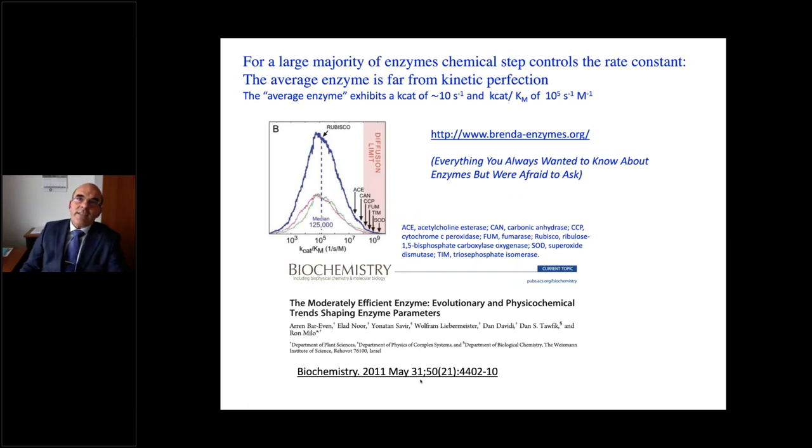So most of the enzymes are not very fast. An average enzyme exhibits a kcat of 10 per second. But there are some enzymes that are very fast, like acetylcholine esterase, superoxide dismutase, and so on. Most of those enzymes had to be fast in order to properly catalyze the reaction. The superoxide dismutases, catalases, and stuff like that have to remove reactive oxygen species very fast. So this is important. 10 per second is the rate constant of the average enzyme.